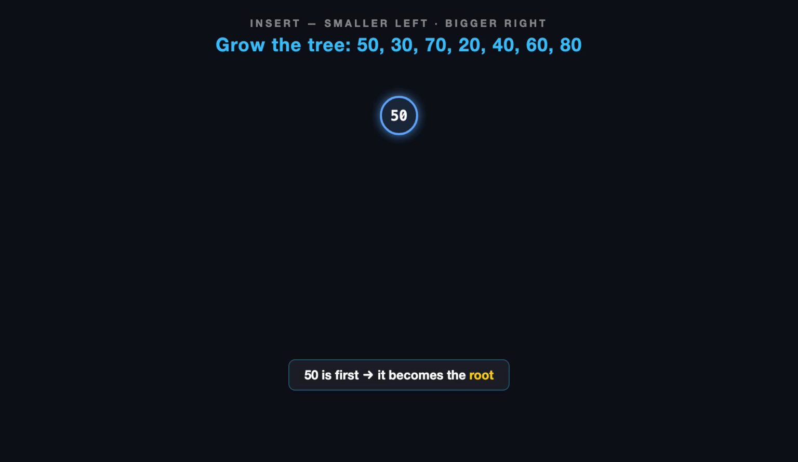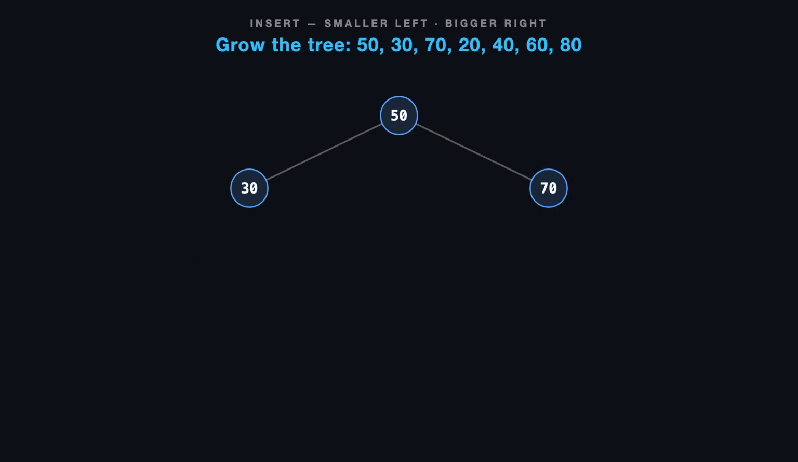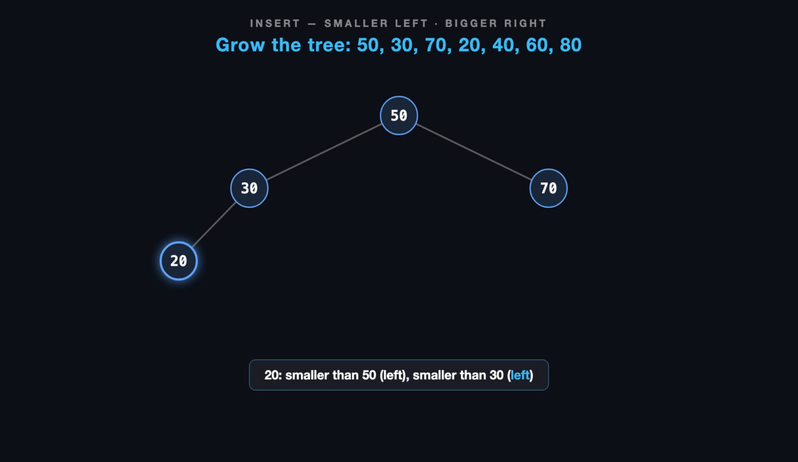The first value, 50, has nowhere to go. It becomes the root, the top of the tree. Next, 30. We start at the root and compare. 30 is smaller than 50, so it goes left. That spot is empty, so 30 lands there. Now 70. Compare at the root. 70 is bigger than 50, so it goes right and settles in.